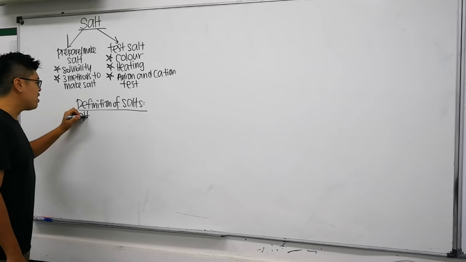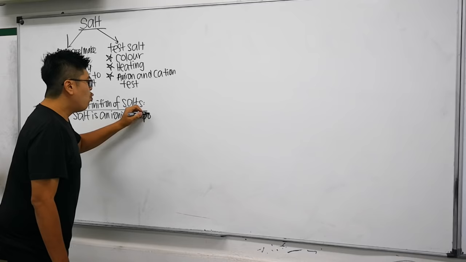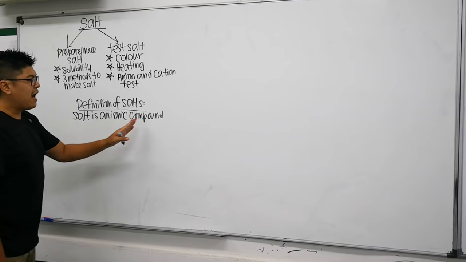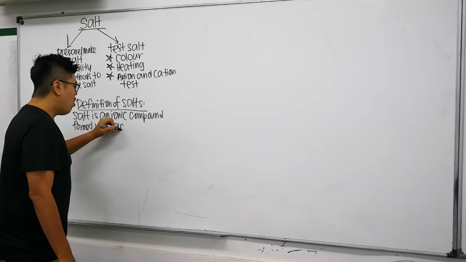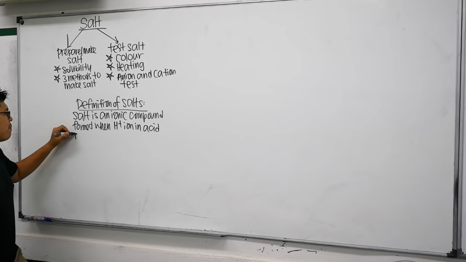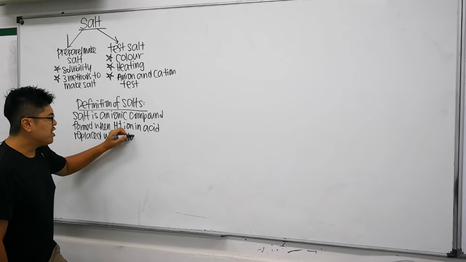A quick recap, guys. What is an ionic compound? Something made by metal and non-metal. If you remember, salt is an ionic compound, meaning anything made of metal and non-metal. Salt is an ionic compound that you form when the H plus ion in the acid is replaced. You change the H plus ion with metal ion, or you can change it with ammonium ion. Then you get a salt.